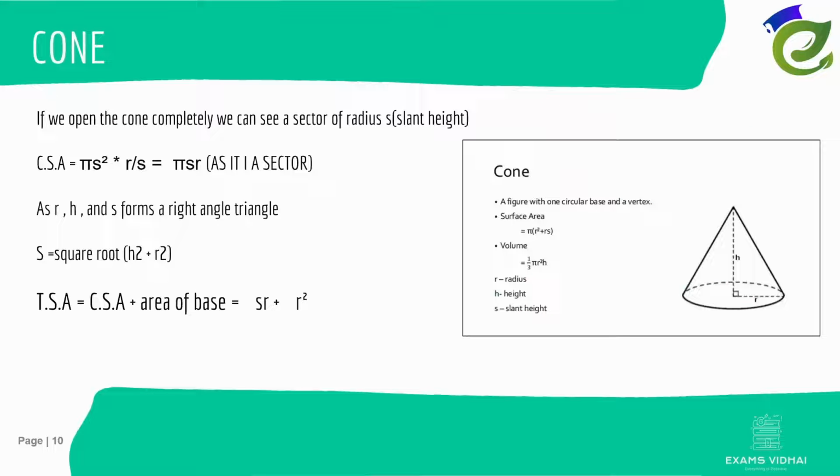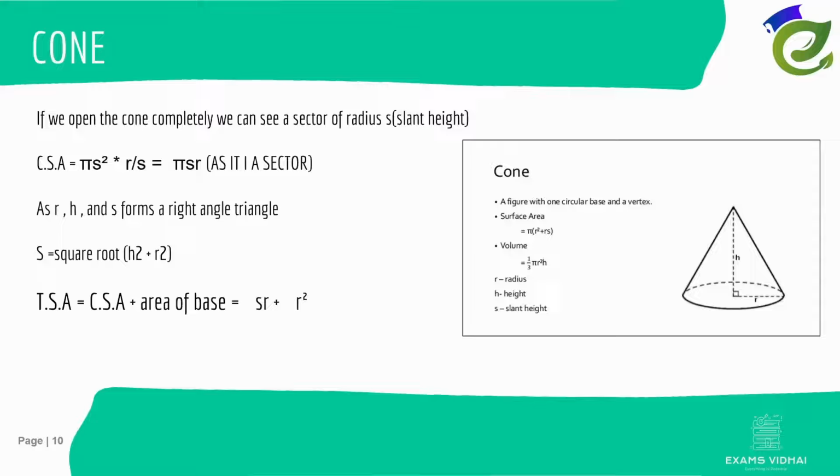Cone. A cone is simply a sector. If you open a cone completely, it becomes a sector. Here the height of the cone is h, and as we know the base of the cone is circular with radius r, then h, r and the slant height form a right-angled triangle. So the slant height equals the square root of h square plus r square, as it is a right-angled triangle. We define the slant height with s.